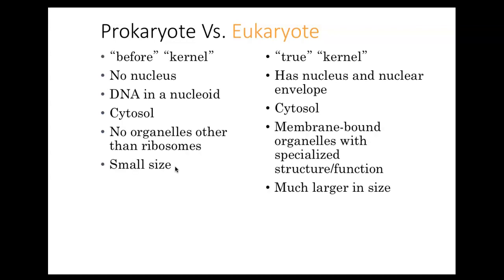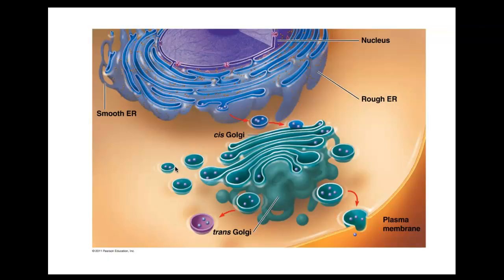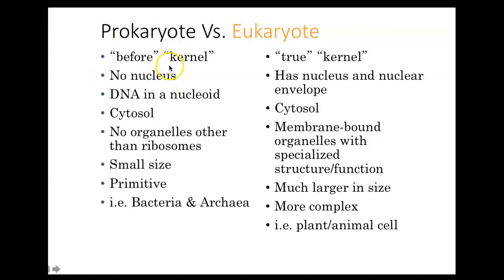Same thing here, prokaryote versus eukaryote, really, really important. I think everyone at this point knows that prokaryotes have no nucleus, eukaryotes do. Prokaryotes have no organelles other than ribosomes. Eukaryotes have all the special membrane-bound organelles. Prokaryotes are small, and these are large. I'm going to give you a chance to pause in just a second, but I want to add something to this. Prokaryotes are smaller, more primitive. Eukaryotes are larger, more complex.